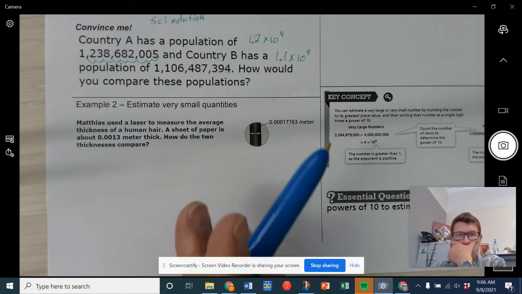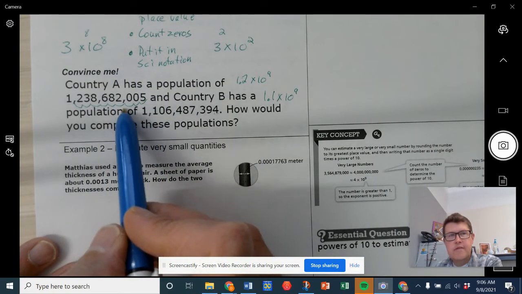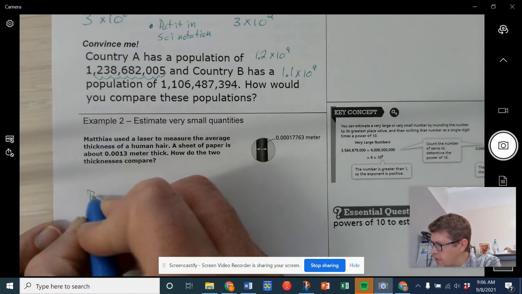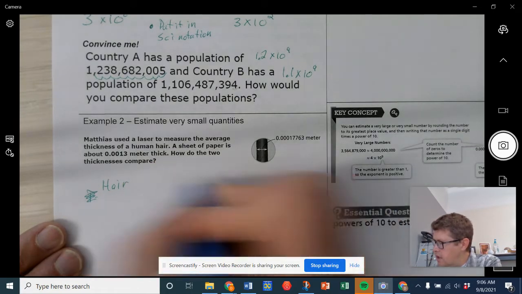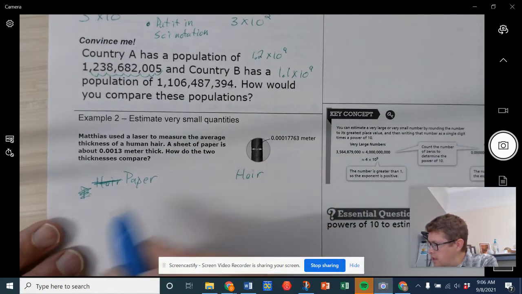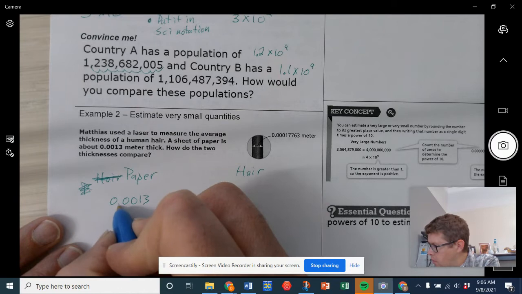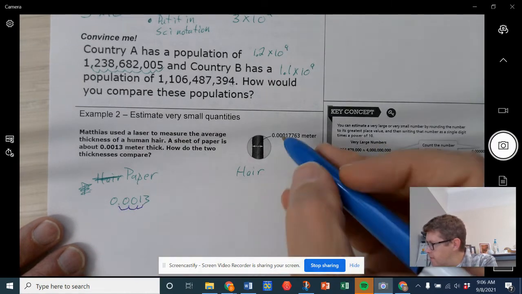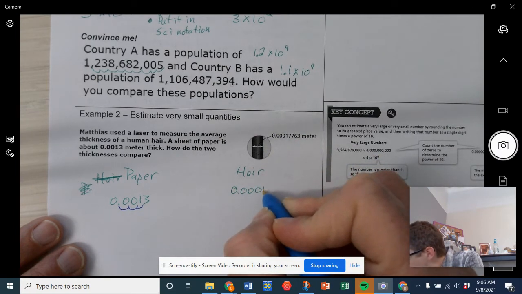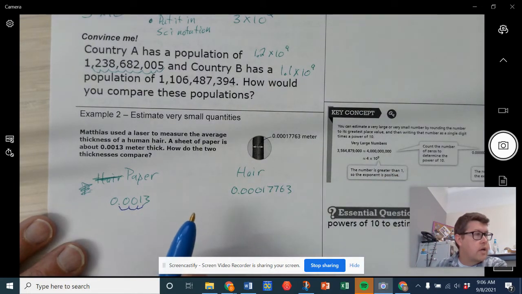And so you kind of do that same thing, right? But instead of moving your decimal to the left, we're going to move our decimal to the right. We'll do the hair over here because the picture of the hair is right there. And then paper is right here. Okay. So we have 0.0013 for the paper. 1, 2, 3. Right? And for the hair, it's 0.1, 2, 3, 4, 6, 3.